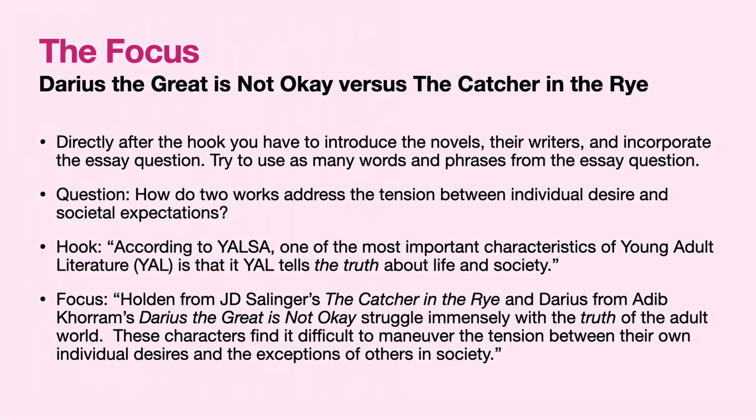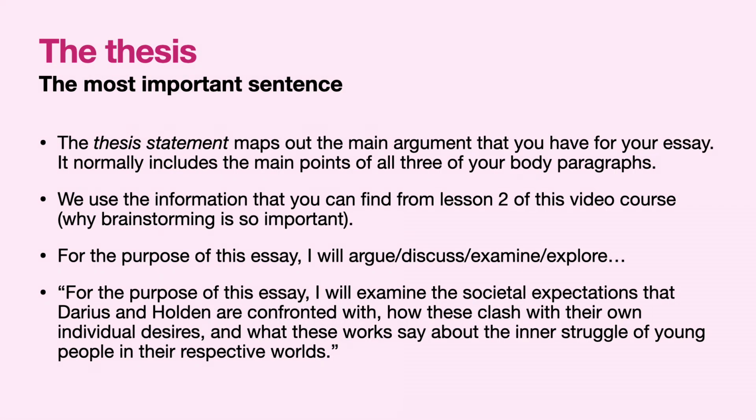Then in paragraph 2, we're going to go over what the individual desires are of Holden in The Catcher in the Rye and of Darius in Darius the Great is Not Okay. So in our thesis, I'm going to plan that all out. I'm going to let the reader know paragraph 1 is going to be about this, paragraph 2 is going to be about that, and paragraph 3 is going to be about this. And this is because this thesis statement maps out the main argument that you have for your essay. It normally includes the main points of all 3 of your body paragraphs.